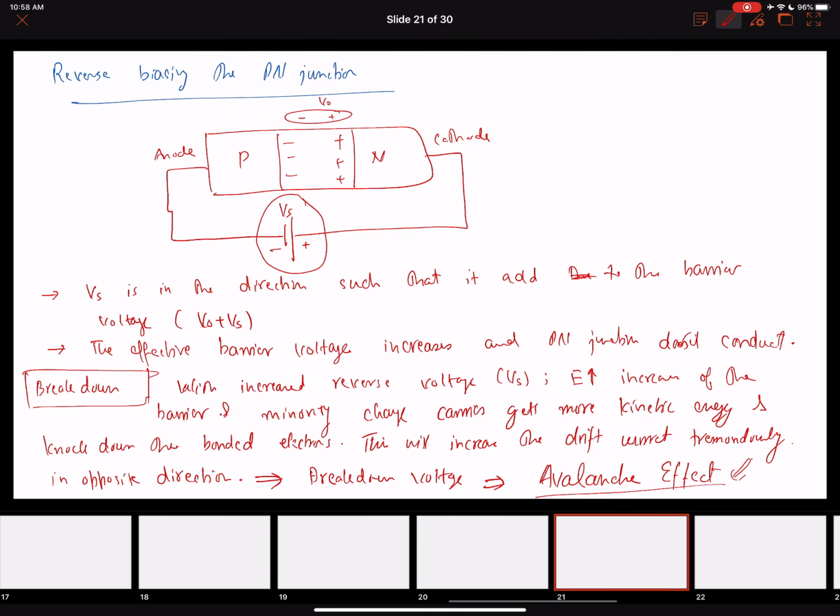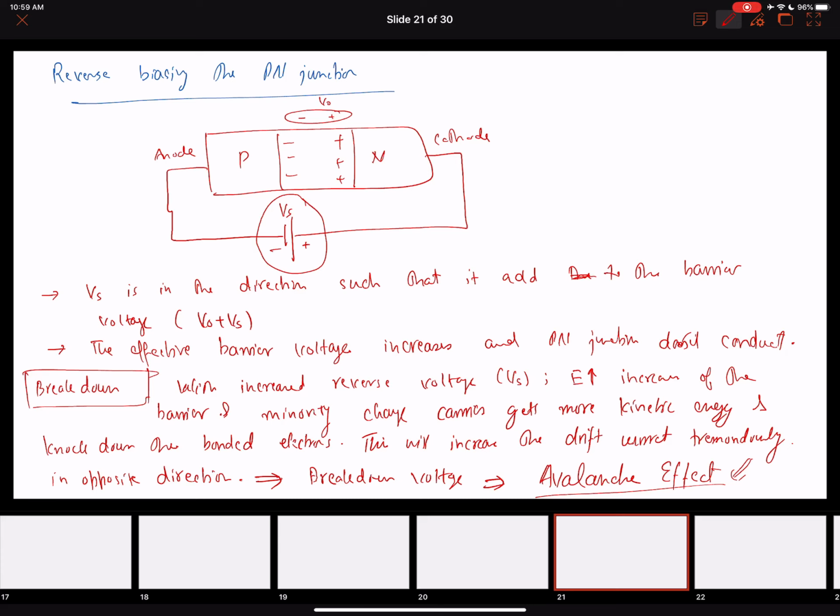Similarly, in a reverse bias condition, we connect a battery in the opposite direction to the forward bias, where our anode is connected to the negative and cathode is connected to the positive. Our Vs voltage or battery is in the same direction as the V naught. So the effective barrier voltage is increasing now. So the PN junction will not conduct.